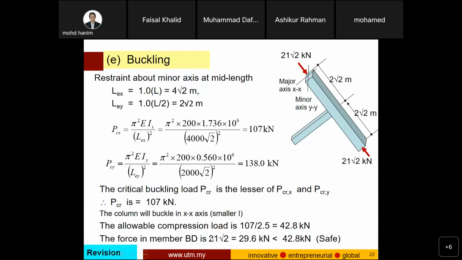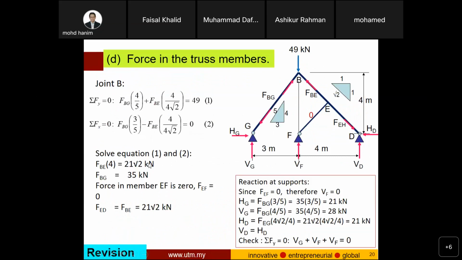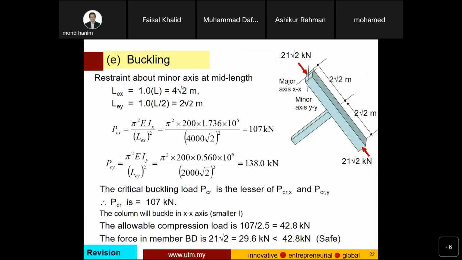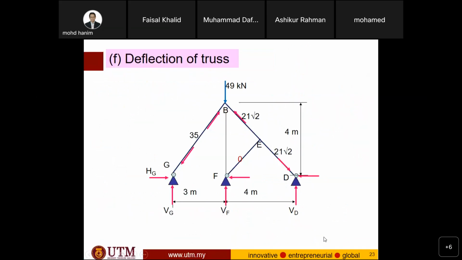And the force in the member BD is 21 square root 2. BD, where is BD? Oh, here. And since it is less than the allowable compression load, that means it is safe.